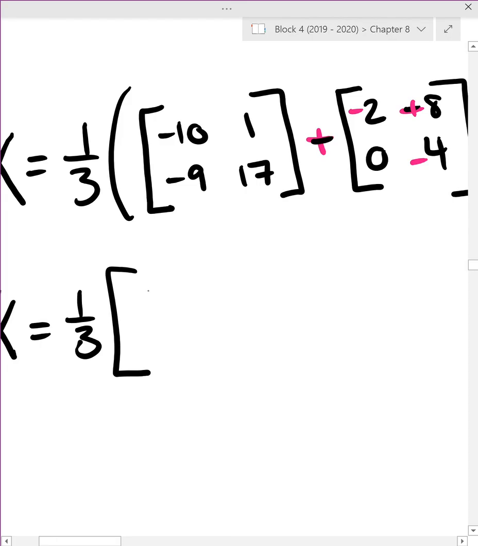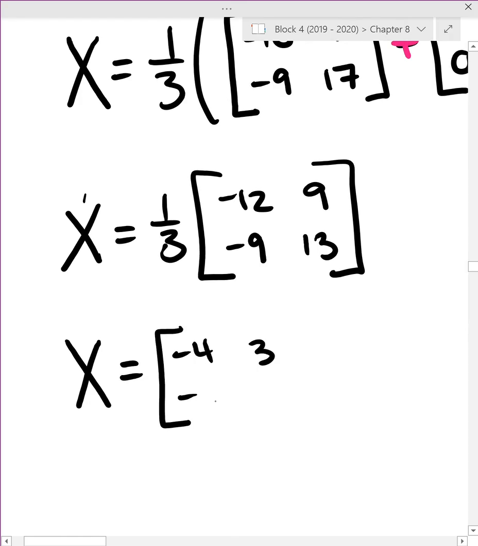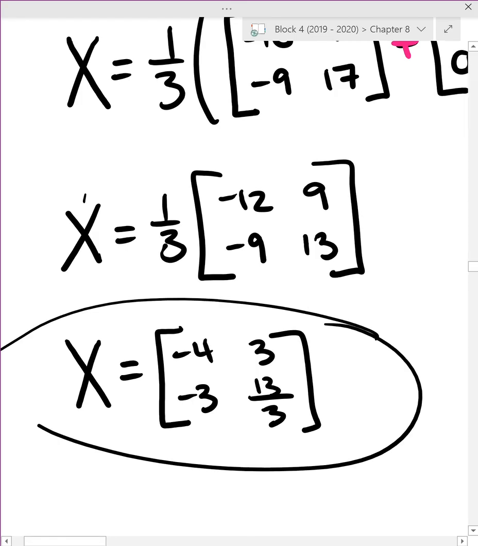-10 minus 2 is -12. 1 plus 8 is 9. -9 plus 0 is -9. 17 minus 4 is 13. Multiply everything by a third, and I'm going to get -4, 3, -3, and then I'm going to leave 13 over 3. Okay, I know it's 4.3, but the 3 goes on forever and ever. There's no end. So you have to leave it as 13 over 3. Okay.